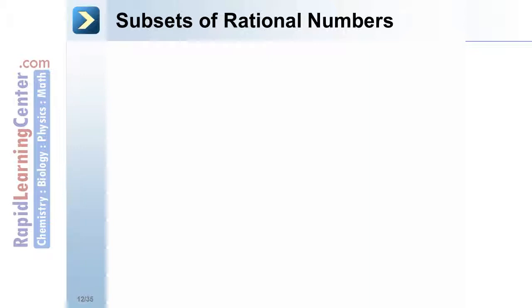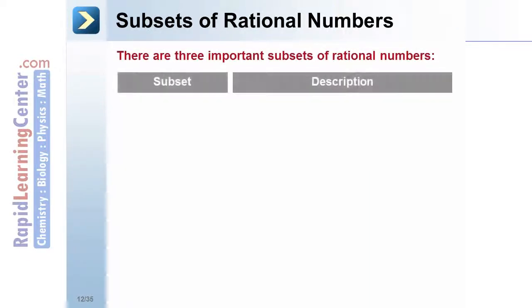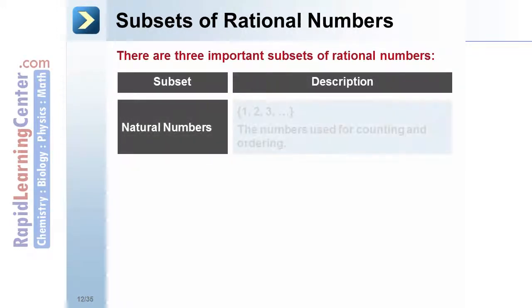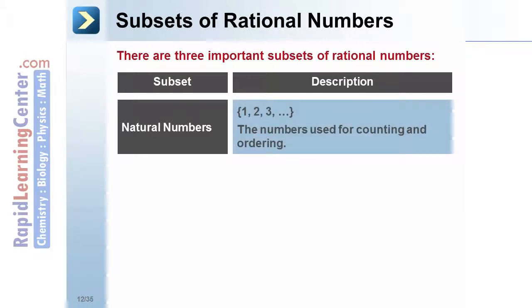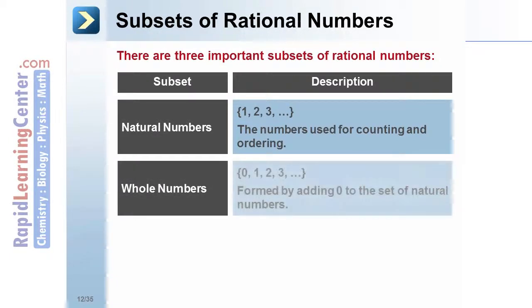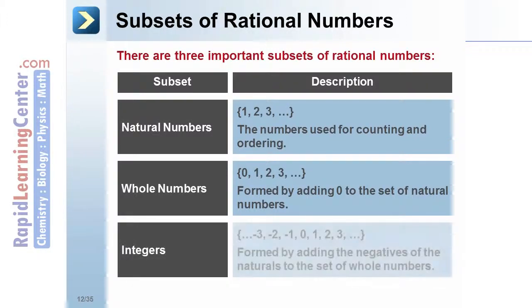Subsets of rational numbers. There are three important subsets of rational numbers. The set of natural numbers includes 1, 2, 3, and so on. They are used for counting and ordering. The set of whole numbers is formed by adding 0 to the set of natural numbers. The set of integers is formed by adding the negatives of the natural numbers to the set of whole numbers.